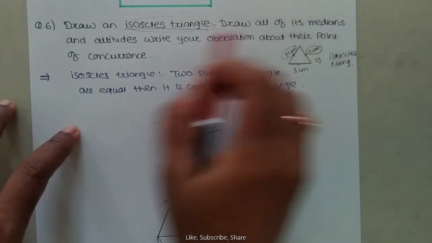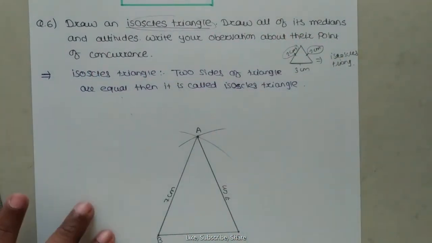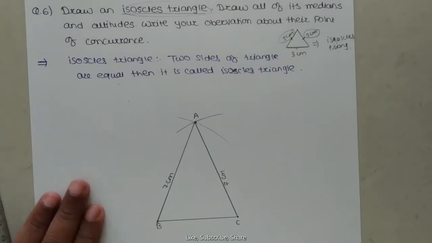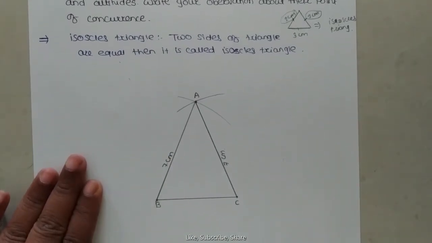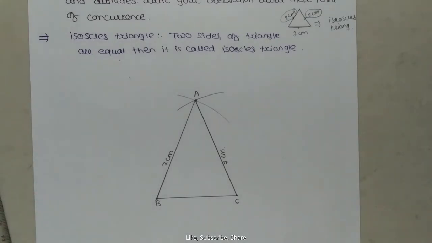Then draw all of its medians. First of all, we have to draw the medians and then altitudes. Suppose I draw the median first. So what is median? Just remember, up to question number 5, we had to draw the medians and altitudes in separate questions. But in this question, we have to draw the medians and altitudes in the same figure. So how to solve this?